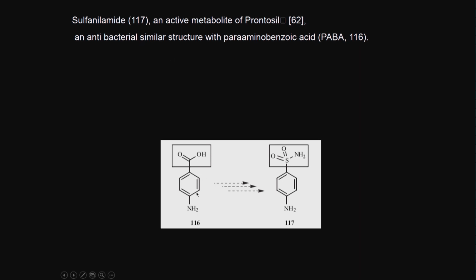So sulfonamide, for example, an active metabolite of prontosil, an antibacterial, is similar in structure to para-aminobenzoic acid. Look, this is a substrate of bacteria, and this is the sulfa drug which was designed to mimic the substrate, so it goes and binds to the same active site and kills the bacteria. These are sulfa drugs which were discovered a long time back, after the First World War. They are competitive inhibitors.